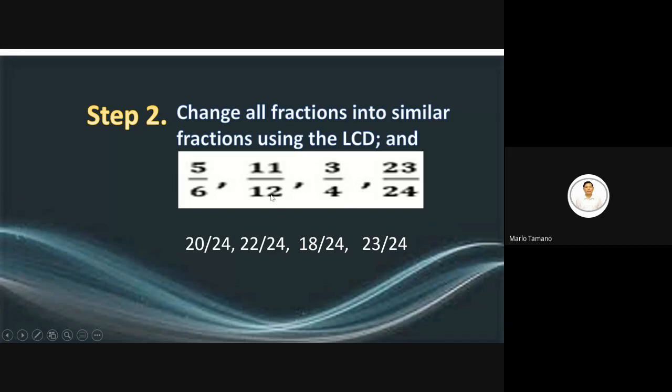Next, 24 divided by 12. How many 12 do we have in the 24 itself? It is 2. 2 times 11 is 22. So we have a new fraction which is equal to 11/12, 22/24. Next, 24 divided by 4. How many 4 do we have in 24? 6 only. 6 times 3 is 18. So we have here 18/24. And of course, 24 divided by 24, that is 1. 1 times 23 is 23.